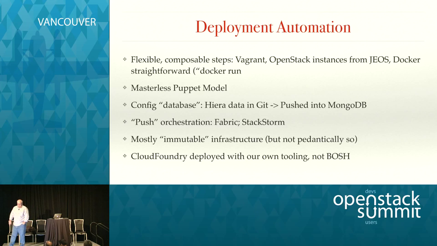So how do I deploy all these machines? Well, we follow very flexible, composable steps. We don't say the VM or the image is always the unit of deployment, and everything has to be packaged into a VM. VMs are built in a particular way. We start with a Juju image. We apply a Puppet config. We configure the application through that config largely, but sometimes a secondary process.